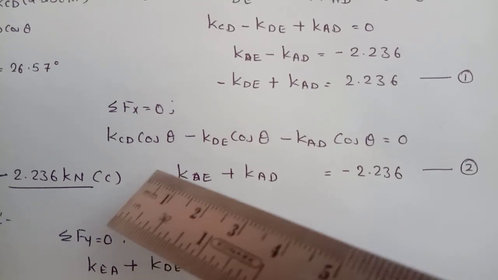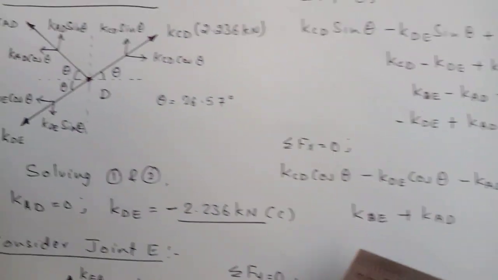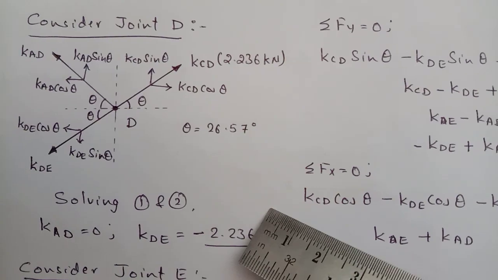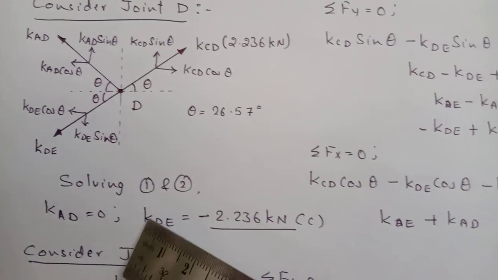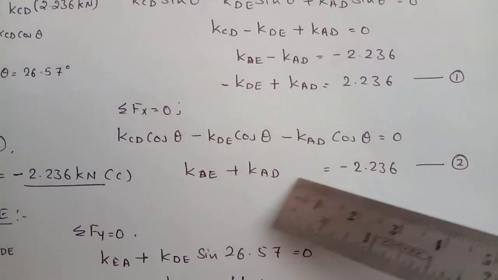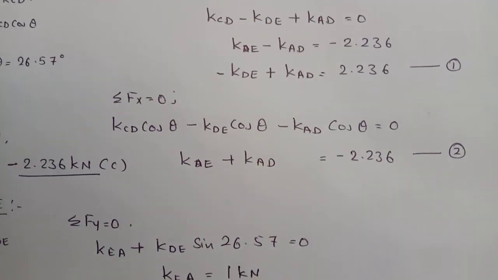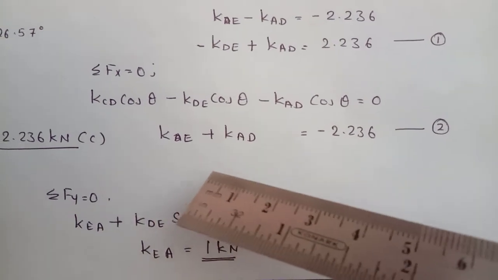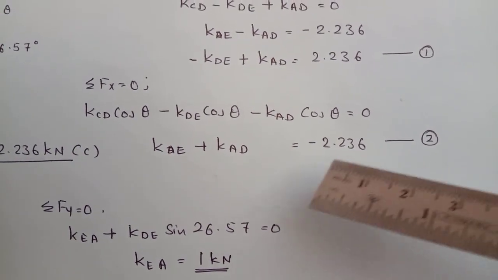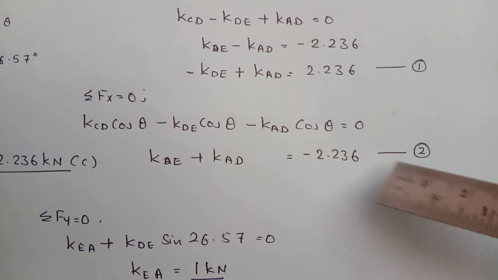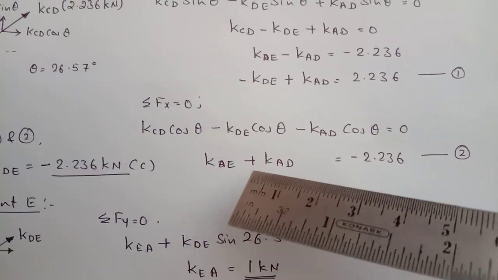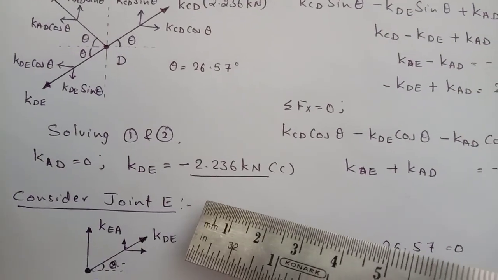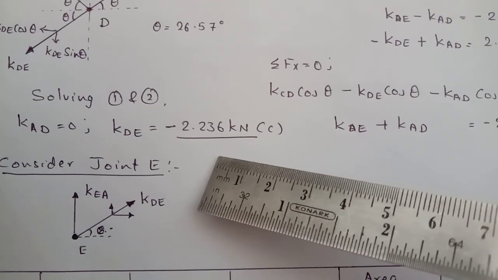Then sigma Fx equal to 0. When I apply to this particular free body diagram, I get KCD cos theta minus KAD cos theta minus KDE cos theta equal to 0. So here cos theta can be cancelled everywhere, and I will get an equation, KDE plus KAD equal to 2.236 with a negative sign. Call this equation 1 and equation 2. There are two unknowns. Solve these equations using calculator. You will get KAD equal to 0, KDE equal to minus 2.236 kilonewton, a compressive force.